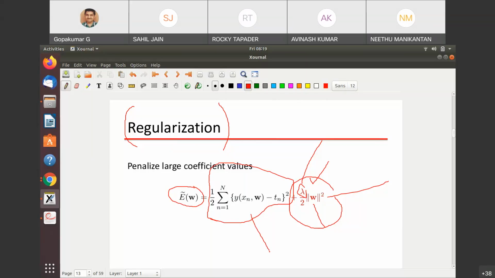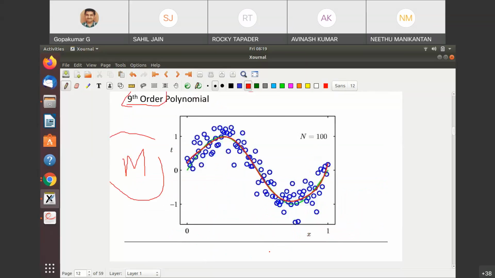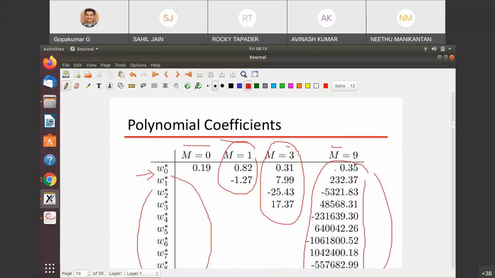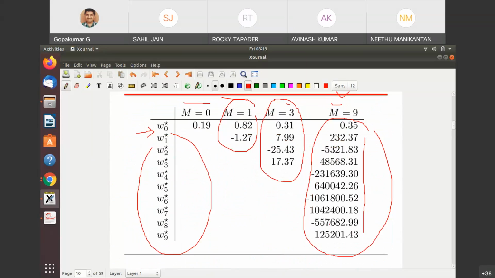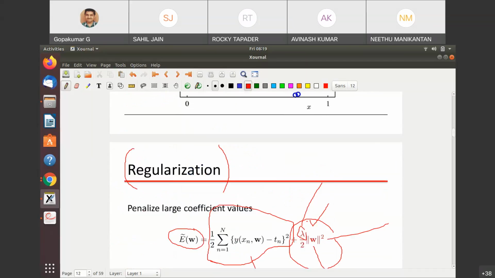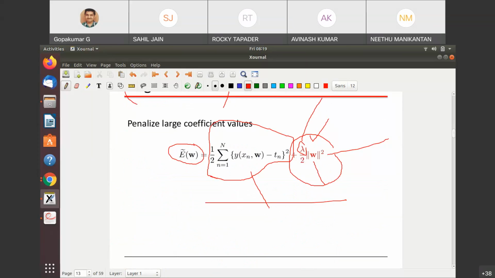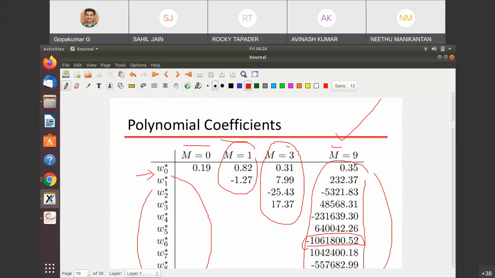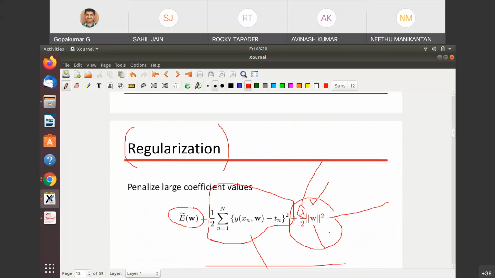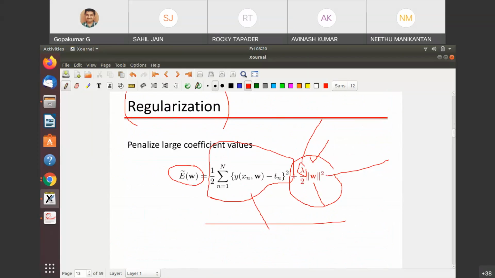For large w values, that means whenever we have a set of w with very large values, when you take the square of them, it is going to be a very large number. In such cases that will increase the total error, so that set of w will not be taken, or that model will not be selected by our algorithm. So that is the idea of adding a regularization term to the total error.